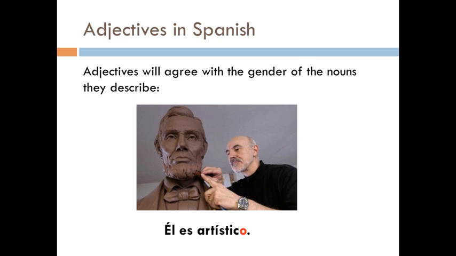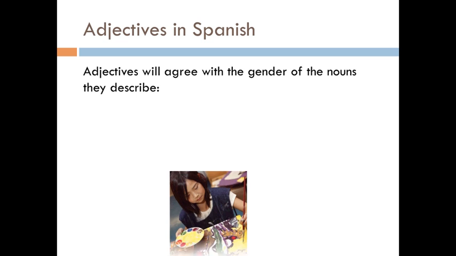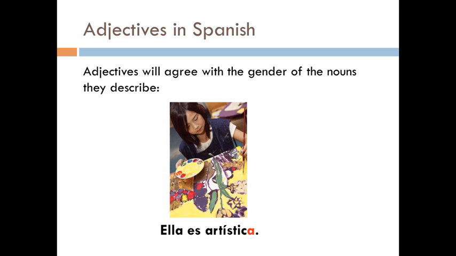Él es artístico. However, if we're talking about a woman or a girl, we would not say ella es artístico, rather we would say ella es artística. So you see we have both a masculine form, artístico, ending in O, and a feminine form, artística, ending in A. It is very important that you get that because you cannot say ella es artístico. That will be incorrect. You have to make your adjectives agree with the gender of the nouns you're describing.